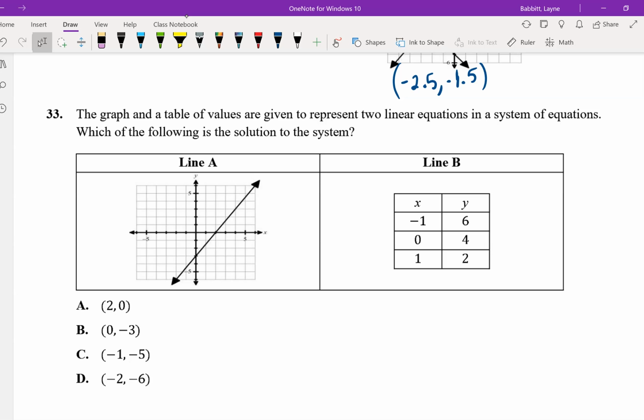All right, the graph and the table of values are given to represent two linear equations in a system of equations. Which of the following is the solution? Since I have a graph, it's definitely easiest to just graph these points on this line. So negative 1, 6, 0, 4, and 1, 2. And then I just follow this pattern. It looks like the slope is down 2 over 1, down 2 over 1, down 2 over 1. And it appears like these lines cross at the point 2, 0. So that's my solution.